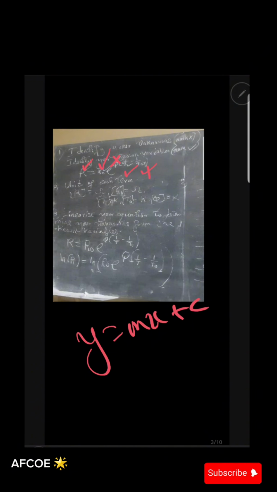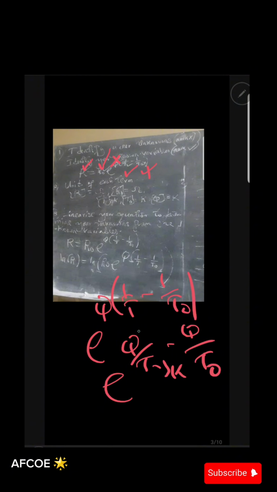Look up here. Here we are having e raised to Q into 1 on T minus 1 on T naught. E raised to this has to be dimensionless. If I open the bracket, I'll get e to the Q on T minus Q on T naught. If this T is in Kelvin as temperature, then this thing has to also be in Kelvin for this to be dimensionless. And this one is also in Kelvin, that is temperature. This will also have to be in Kelvin.